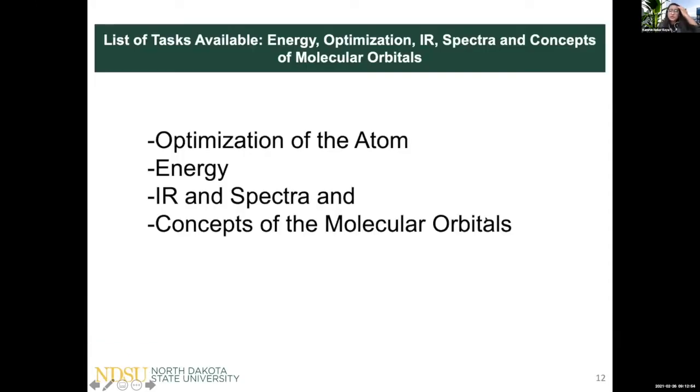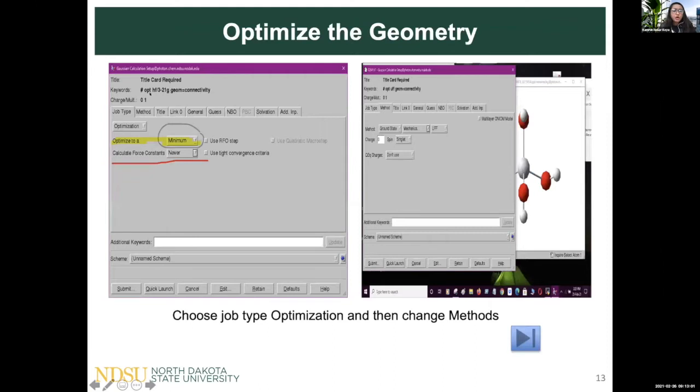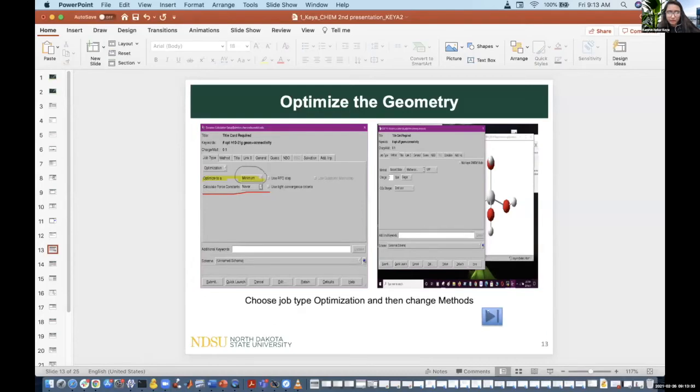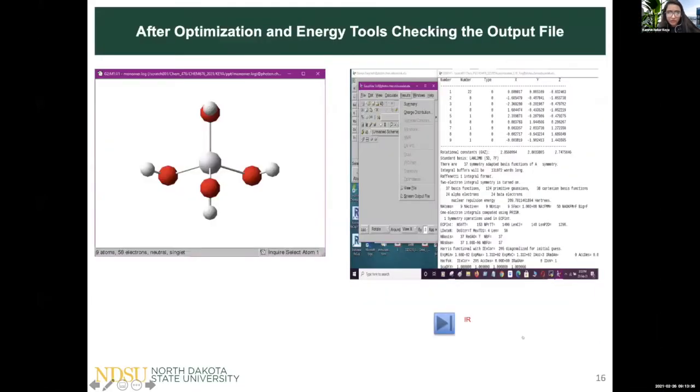So after setting up the basis set and method, I need to optimize my atomic model. For optimization, the professor already showed how to optimize the atomic model. For optimization, we need to choose this one, and obviously the method used will be molecular mechanics. Okay, just one.